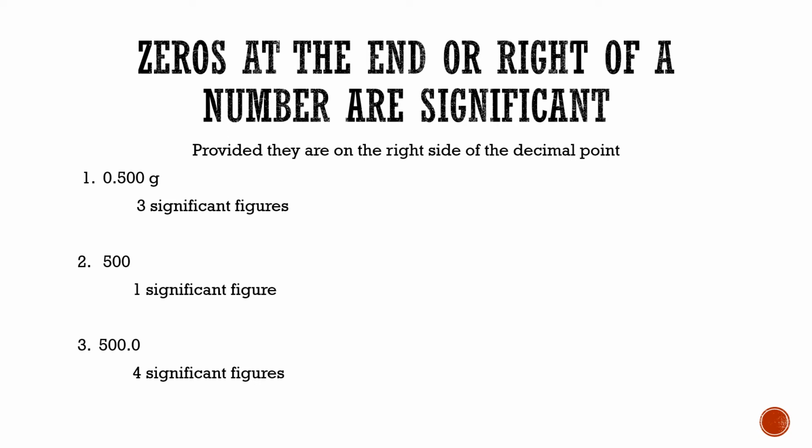And the other example is 500. When we take the 500, it has only one significant figure. Why? Because the rule says provided they are on the right side of the decimal point. So here there is no decimal, and if the decimal is present, these two zeros will be counted in the significant figures. But there is no decimal, so these two zeros don't count. It has only one significant figure.